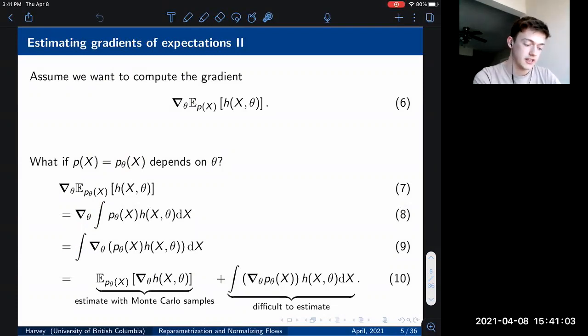When we try to differentiate these with respect to theta, we have to use the product rule of differentiation. So we get one term where we have p theta times the gradient of h, which comes out to be exactly what we had before. But we've also got this additional term from the product rule, where we have grad theta of p theta all times h of x theta. And that is this. This isn't something we can write as an expectation, so it's not really obvious how to estimate it, and we would like to avoid having to estimate this if we can.